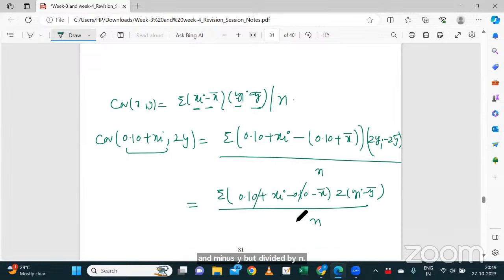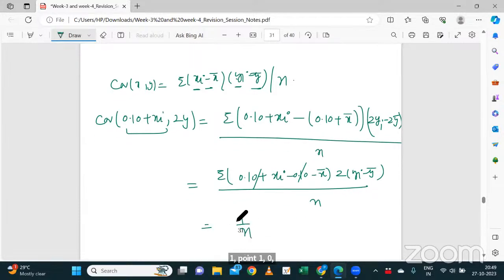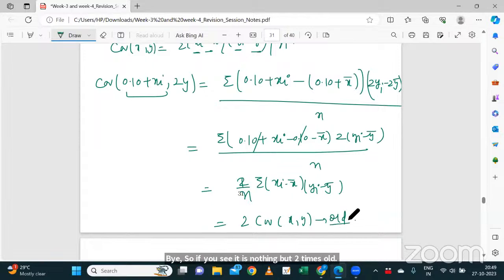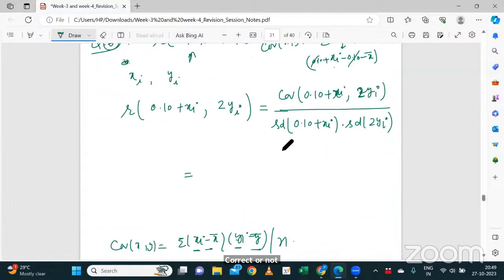0.10 will get cancelled out. So we got 2 times the summation of (xi minus x bar)(yi minus y bar). If you see, it is nothing but 2 times the old covariance, right? So the numerator part will be 2 times the covariance of xi comma yi. Would you agree with me? And what about the denominator?